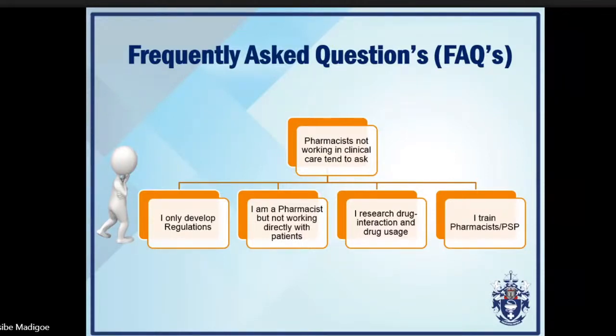So you get a question where pharmacists say, I work in regulatory and my sole purpose is to develop regulations. Or I'm not directly working with patients. All I do is research drug interactions and drug usages. Or I work for a medical aid. I interact with patients and doctors, but I'm not on the front line. I don't interact with patients daily. Or I train pharmacy students, BPharm students. I train pharmacists. I train pharmacy support personnel. Should I still be expected to comply with the CPD requirements?